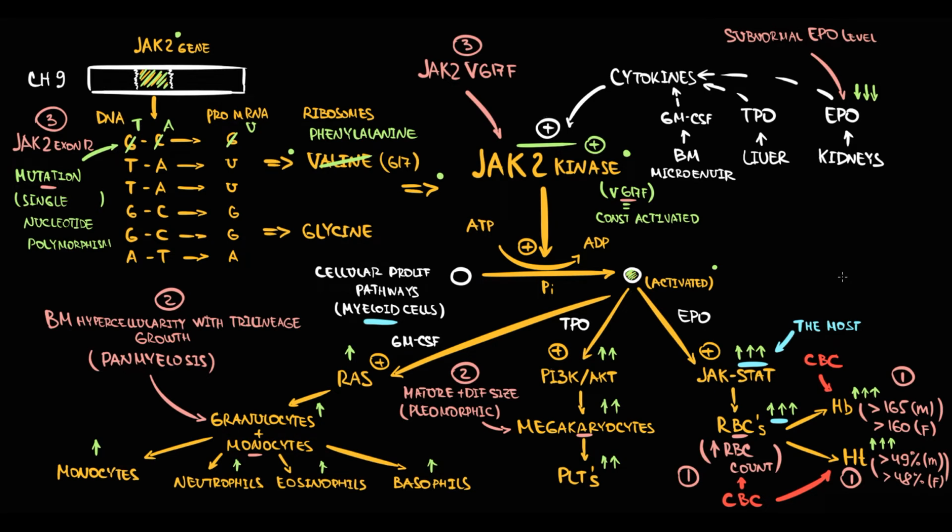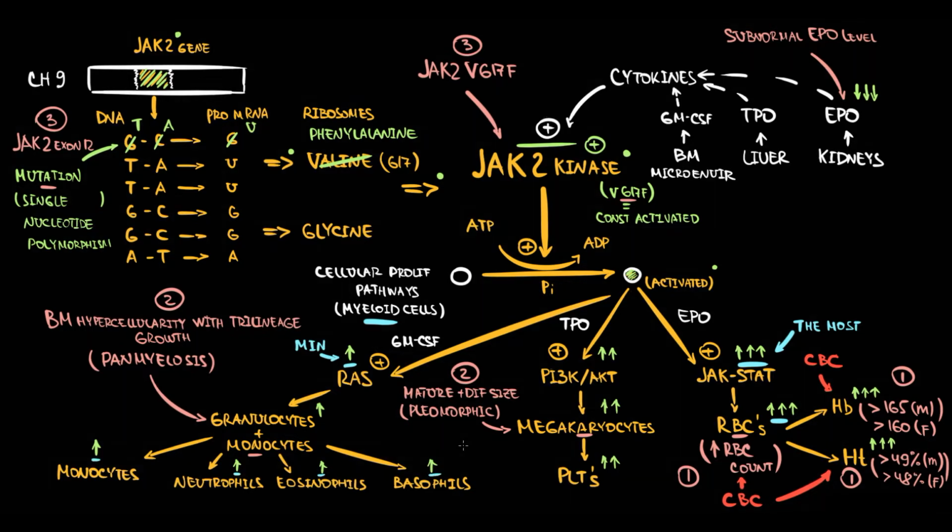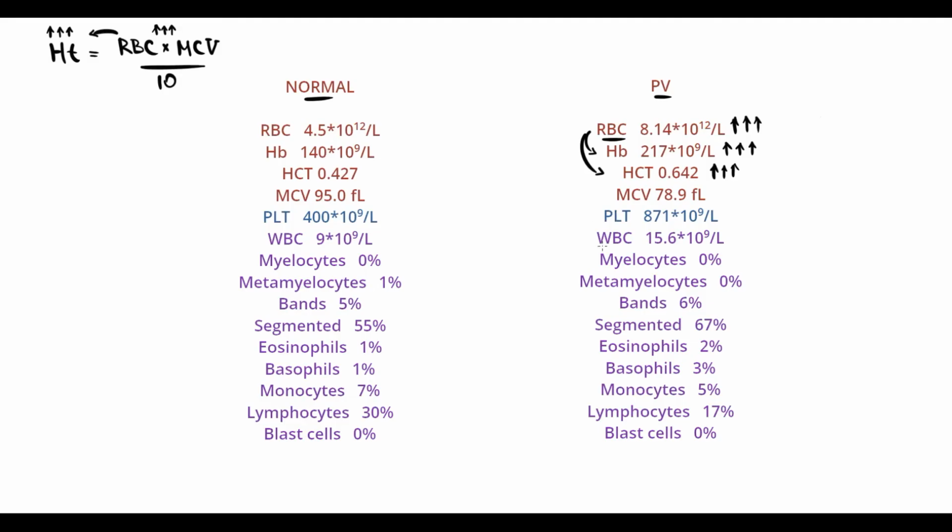Because JAK2 kinase mutation causes only minimal stimulation of the RAS pathway, the amount of granulocytes and monocytes only slightly increases. And as we see in the complete blood count, the amount of white blood cells is only slightly elevated, mostly due to the increase in segmented neutrophils. Basophils are also slightly elevated.